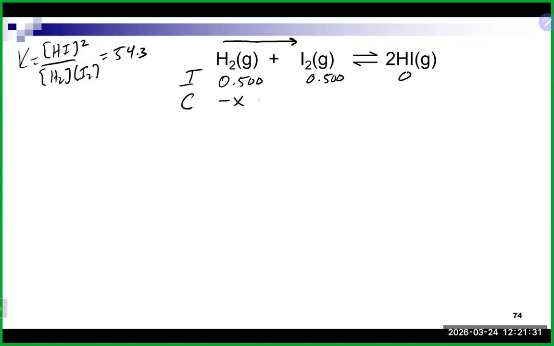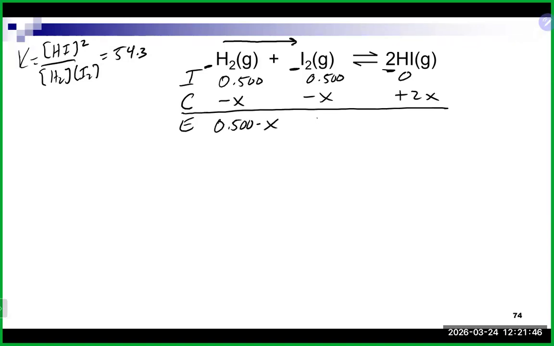This is going to be minus x, and plus 2x. Once again, we do want to make sure always to take into account the coefficients here. And carrying everybody down to the equilibrium line, 0.5 minus x, 0.5 minus x, and 2x. Any questions on the ICE table here?